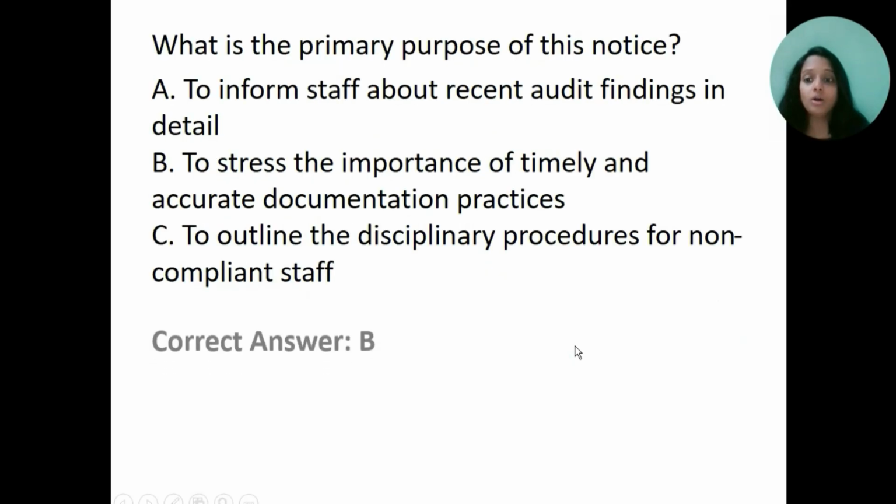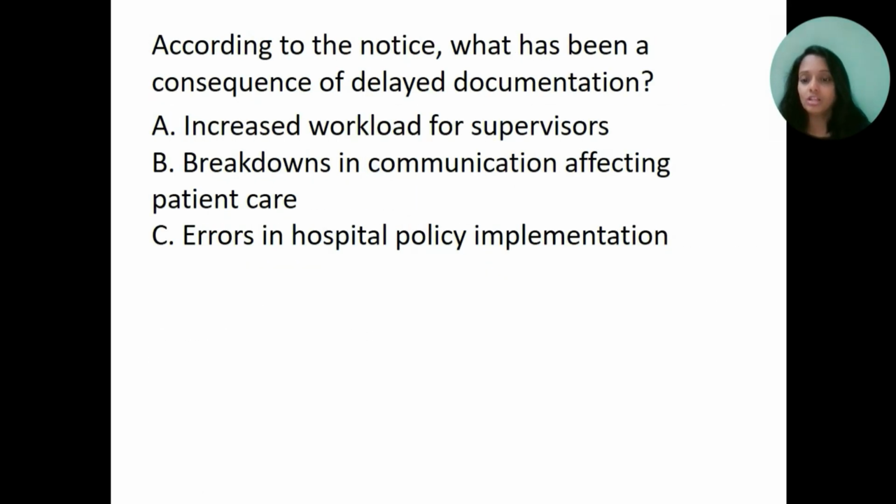I'll tell you why option A is wrong. So option A talks about increased workload for supervisors, right? Nowhere mentioned here. So this is just a made up idea. And option C, errors in hospital policy implementation, again not mentioned anywhere. So obviously option B is the right option.